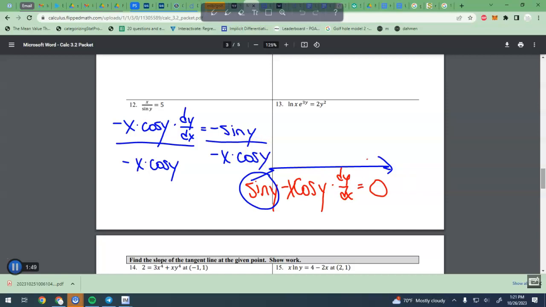Or, I could say that is 1 over x, so tan of y over x. So the negatives cancel. Sine of y over cosine of y is tan of y, and then the x stays on the bottom. Like, I don't care about that. You can leave it here. But on the multiple choice, they might have put this, and you've got to be able to match up.